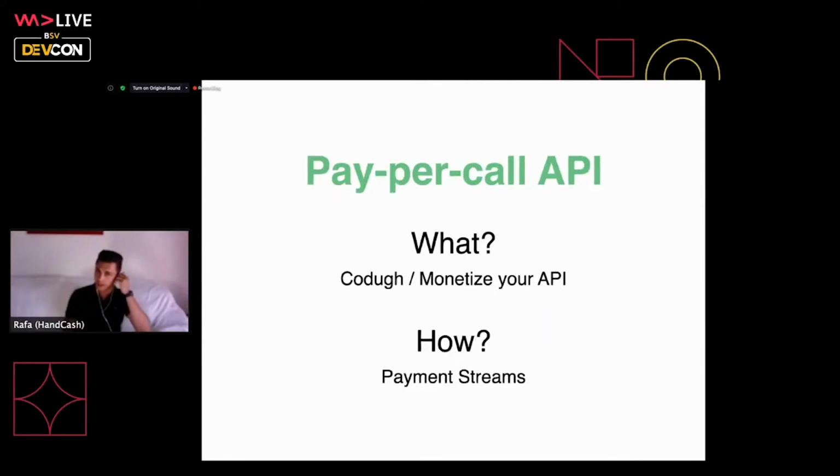Another really cool concept, there's one company using it. They are called Kodak. If you don't know about them, what they are doing is offering a platform to monetize APIs. And this is the perfect example to show you how to use payment streams. So you have an API, and every time a developer is using your API, you charge them. This is why it's called the pay-per-call business model.